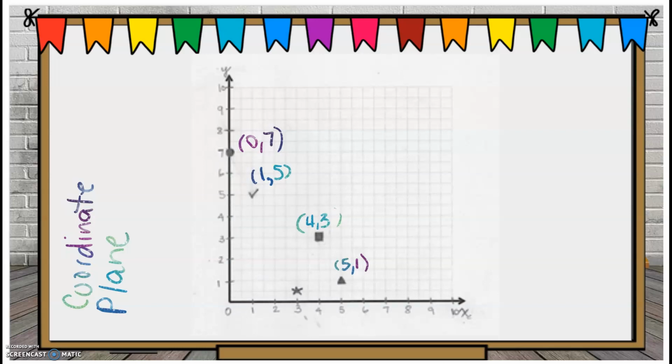And then our last point, this star, hits the x-coordinate right at that 3. But the y-coordinate is between the 1 and the 0. So that point is actually going to be 3, 1/2. So the x-coordinate is 3 and the y-coordinate is 1/2, a half. So it's 3 and 1/2.